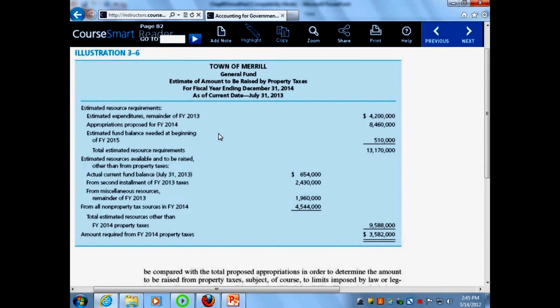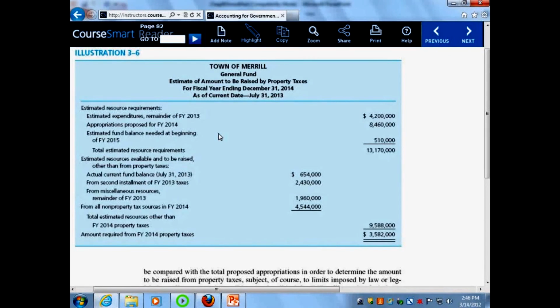What else do we need? We need next year's money, which is the appropriation for the whole year, which is 8.46. Everybody get this? This year and now next year. And how much fund balance do we need at the beginning of the year? We need 510,000 at the beginning of 2015. You know what this is? This is the minimum rainy day fund that I want to have. As she said, this is the surplus that I want at the end. Okay? So these are my resource requirements.